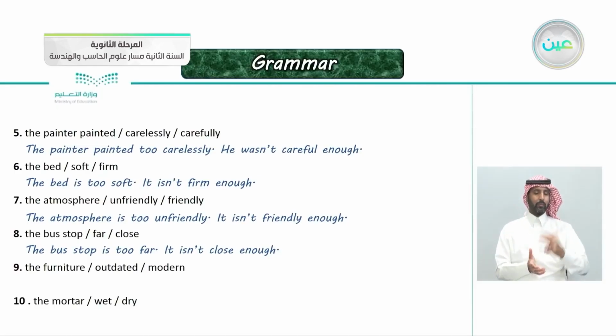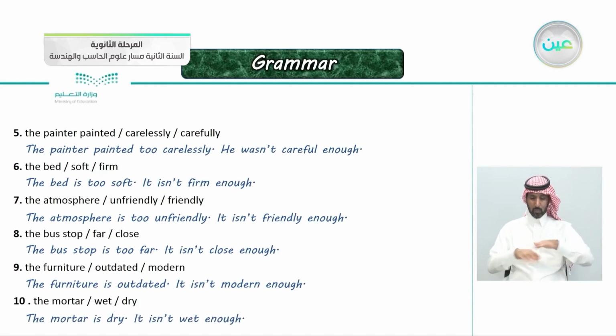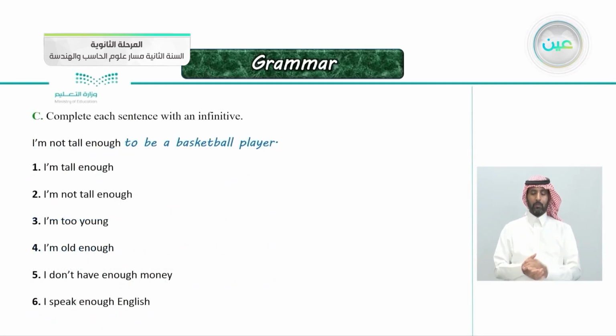Number 9, the furniture outdated, modern. So, very good. The furniture is outdated. It isn't modern enough. Number 10, the mortar wet, dry. So, yes, the mortar is too dry. It isn't wet enough. Exercise C here.